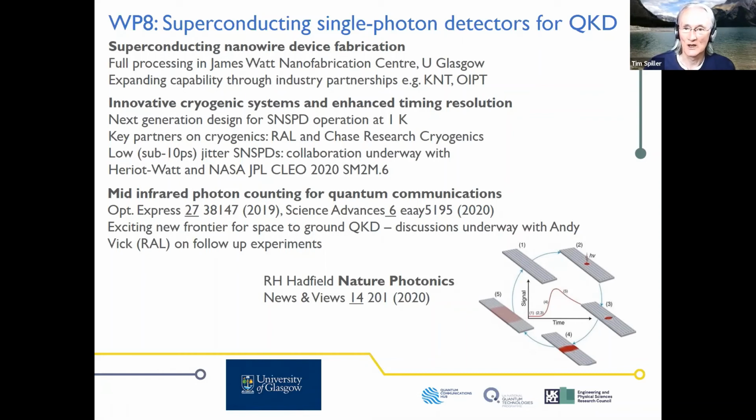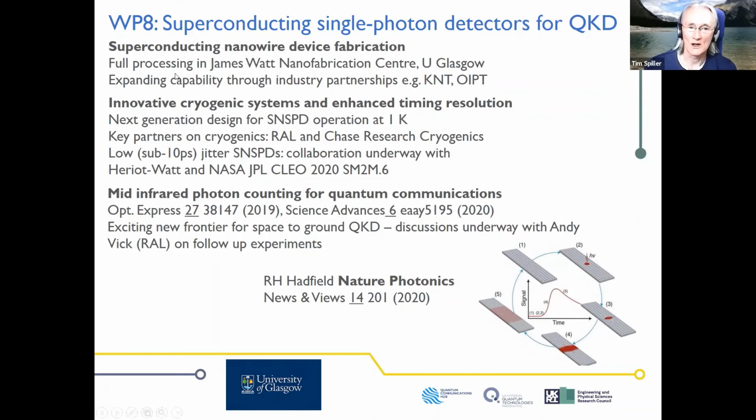And so we're going to be looking at various forms of detector, and the superconducting detector work is led by Robert Hadfield at Glasgow, and the fabrication is done in Glasgow as well. The idea is that if you have a tiny superconducting wire and you put it at just the right temperature, then when a single photon hits it, it will send that normal, and you will get a pulse that detects that single photon arriving.